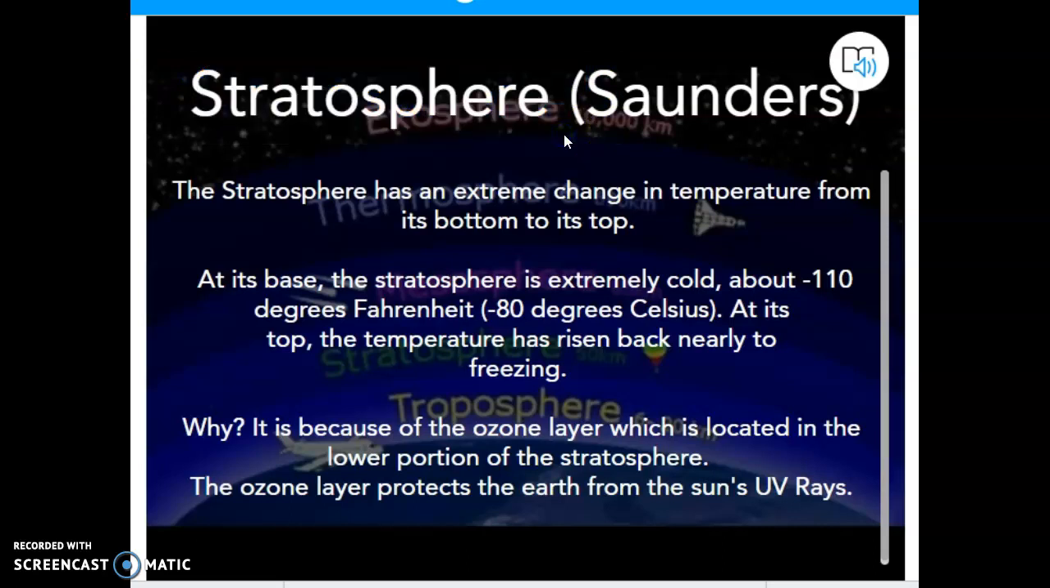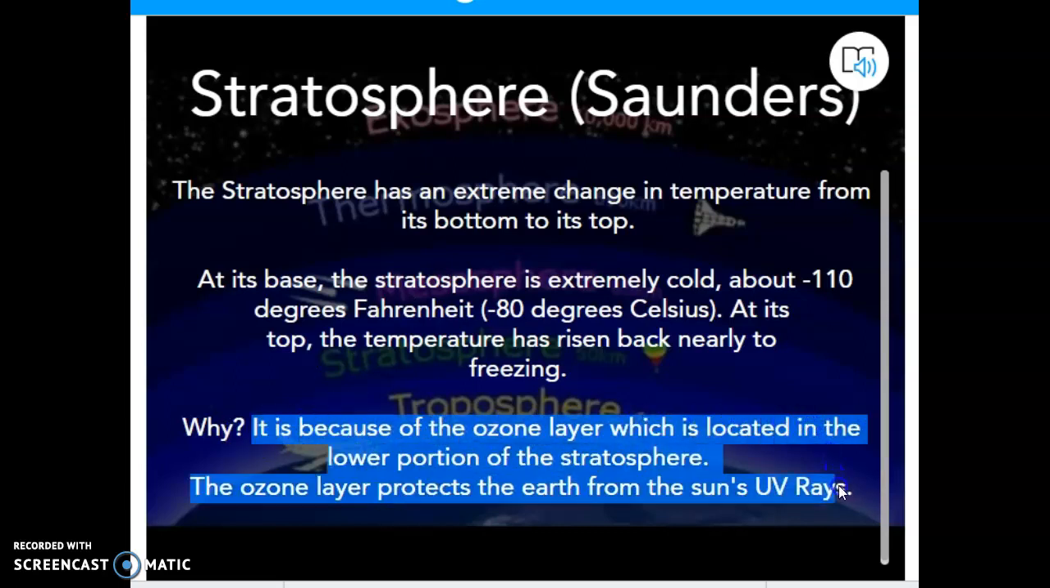The stratosphere is pretty interesting. And it's interesting for multiple reasons, but the two big reasons, the number one reason, probably the most important reason, is the ozone layer is located here. What is the ozone layer? Well, it says right here. It is the layer that protects the Earth from the sun's UV radiation, or the sun's UV rays.